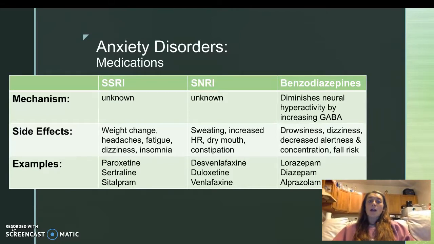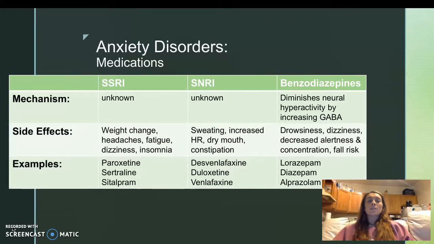For the SSRI, a weight change or fluctuation is likely, headaches, fatigue, dizziness, and insomnia. For the SNRI, sweating, increased heart rate, dry mouth, and constipation. And for the benzodiazepines, drowsiness, dizziness, decreased alertness and concentration, as well as an increased fall risk, especially in elderly people with anxiety disorders.